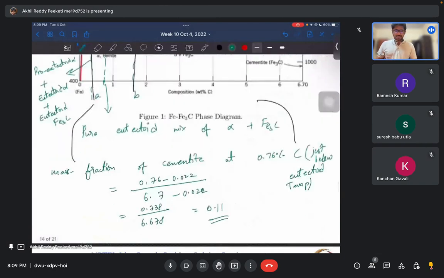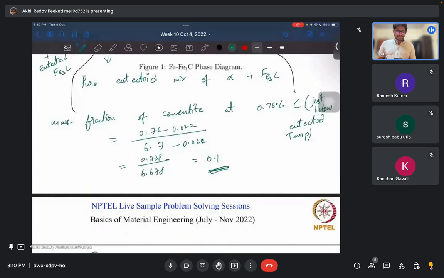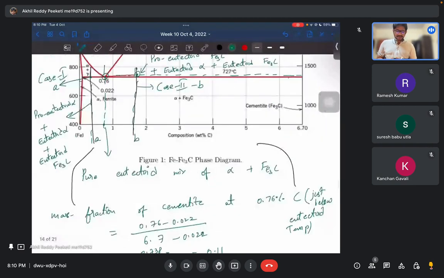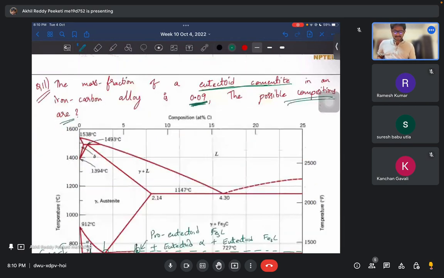So what is happening is, when you move to the left, pro-eutectoid alpha is increasing and the cementite phase is decreasing. Whatever cementite is there, that is eutectoid cementite, so its fraction is decreasing. Because at the eutectoid point you have 11%, going to the left will give you 0.09. So it is possible. But when you move to the right, total cementite is increasing, but eutectoid cementite comes from gamma. Because you are moving to the right, gamma's mass fraction is decreasing, so eutectoid cementite mass fraction also decreases. So whether you move to the right or left, it is possible to find carbon compositions where you get a given 0.09 mass fraction of eutectoid cementite.